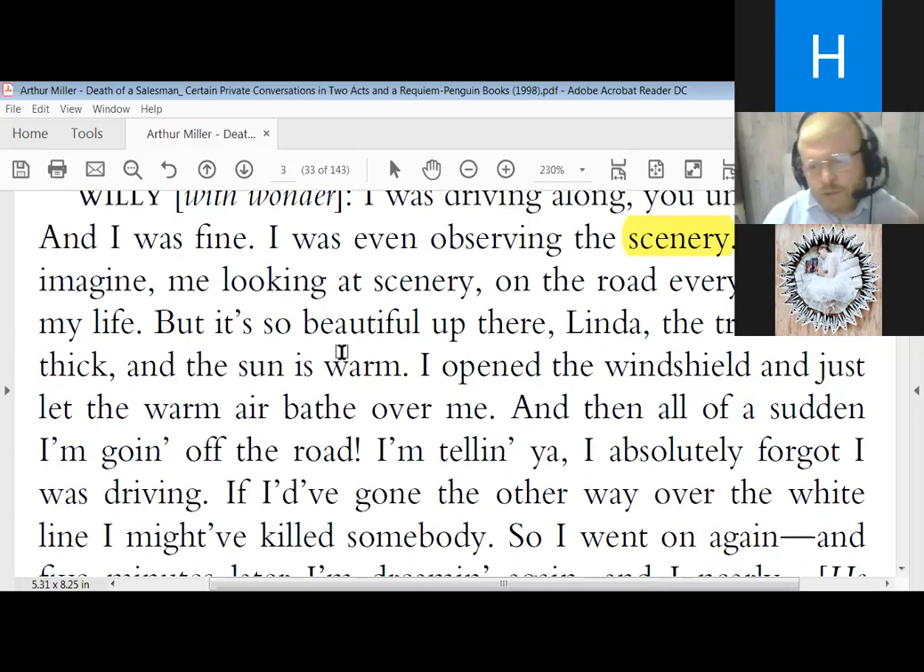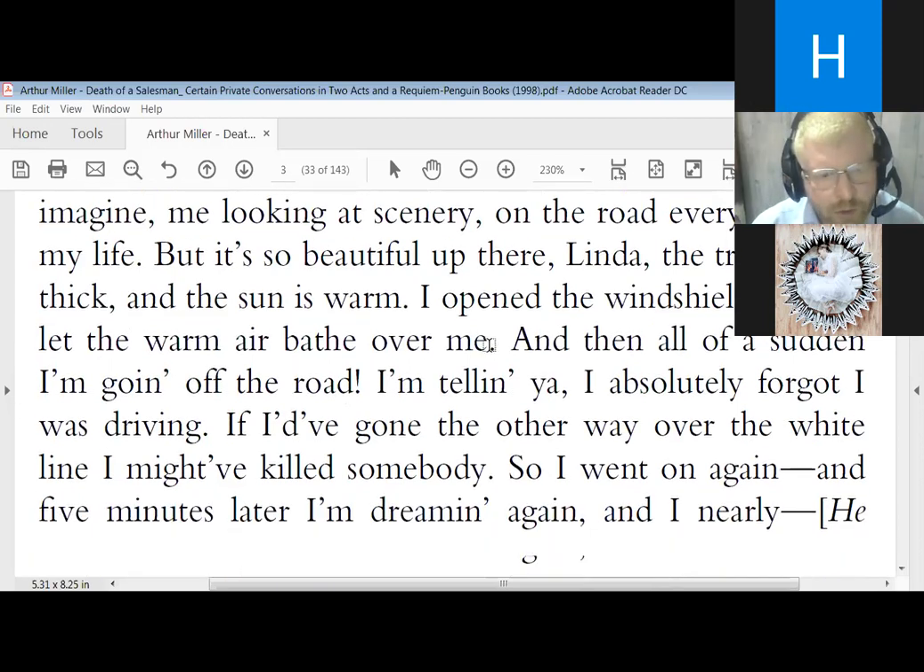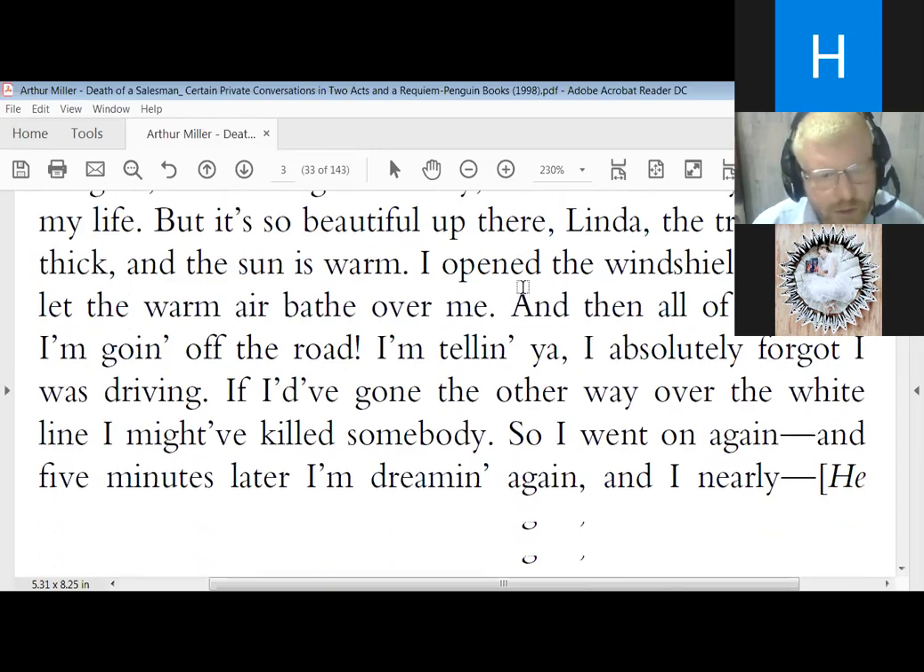As we have said, you need to consider this opposition that the writer Arthur Miller is creating between culture on the one hand and nature on the other hand. Willy says, I opened the windshield and just let the warm air bathe over me. And then all of a sudden I'm going off the road. I'm telling you, I absolutely forgot I was driving. So what happened is that he was driving.